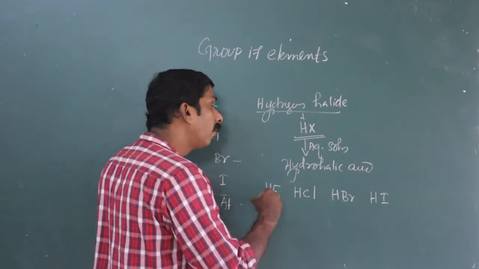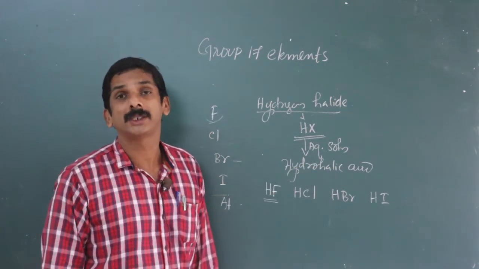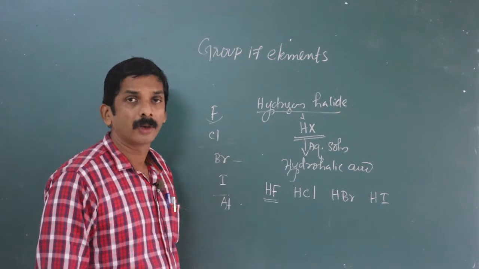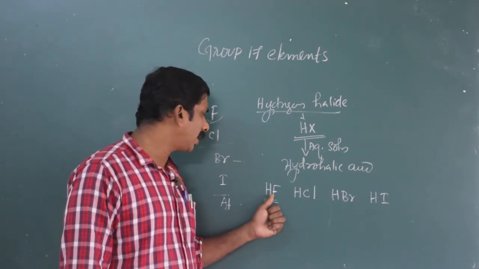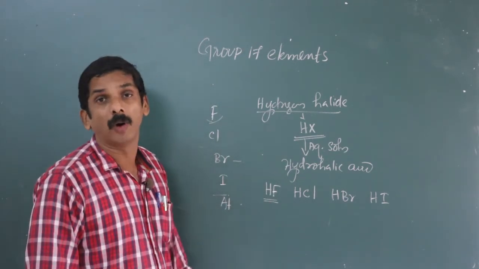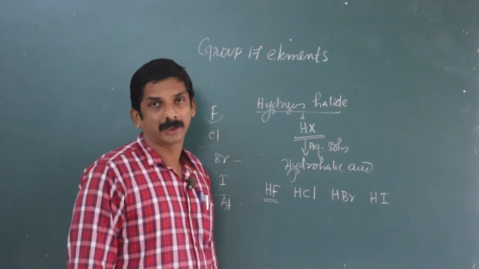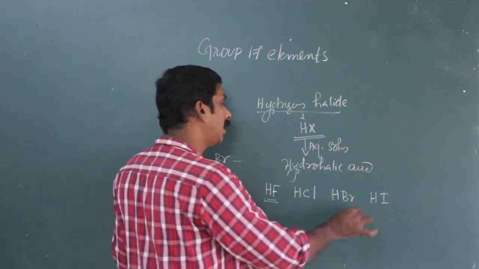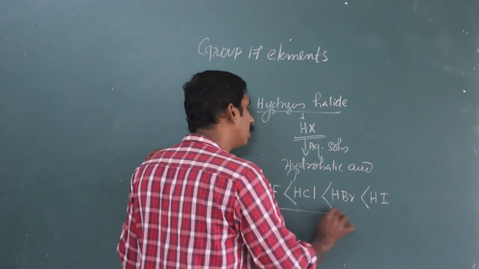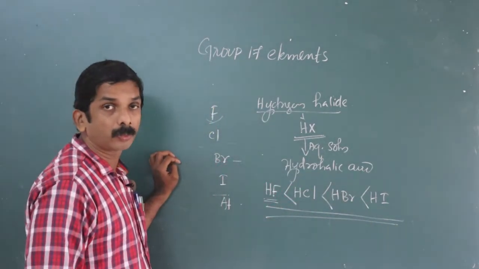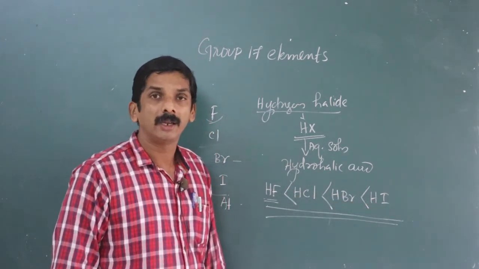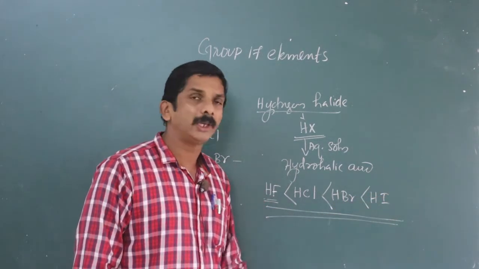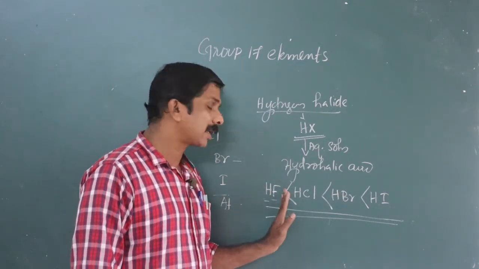Among these hydrohalic acids, which acts as the strongest acid? As I already told you, fluorine is the most electronegative element. The force of attraction between hydrogen and another electronegative element is called a hydrogen bond, and here intermolecular hydrogen bonding exists. Therefore, the hydrogen atom cannot be replaced easily. On the other hand, in HI, the bond between hydrogen and iodine is weak, and H plus can be easily removed. This is the order of strength of hydrohalic acids.